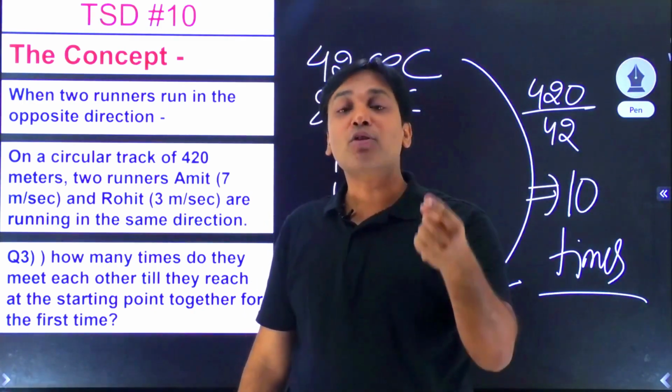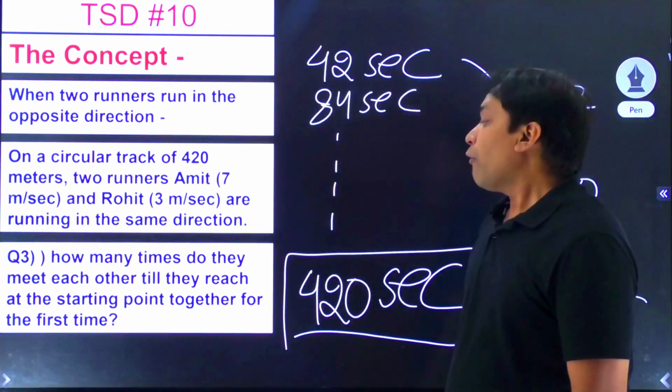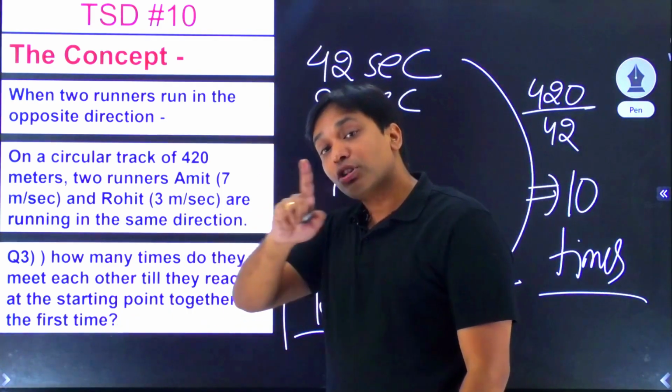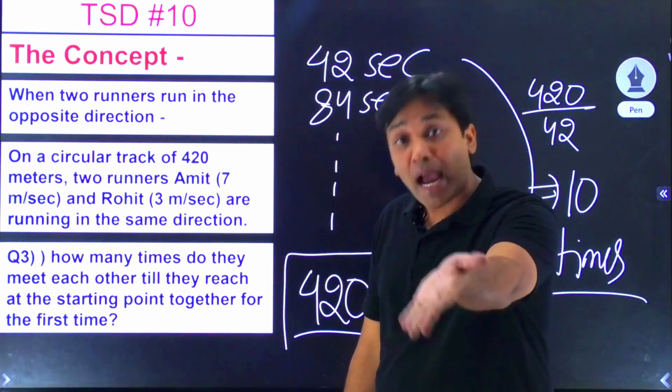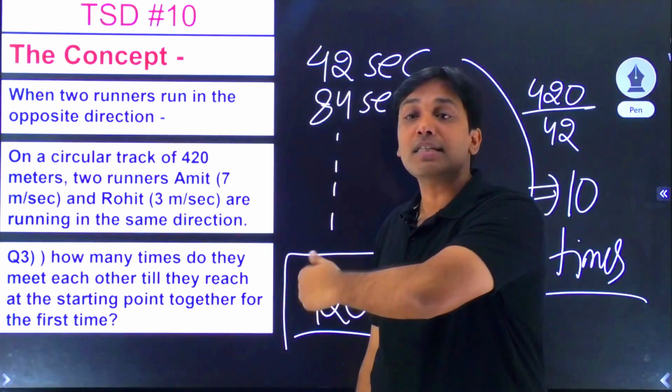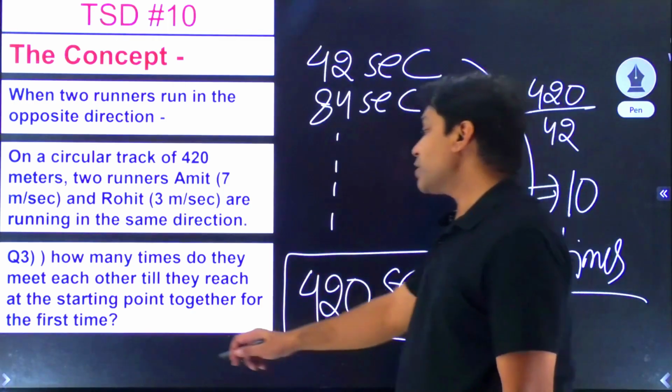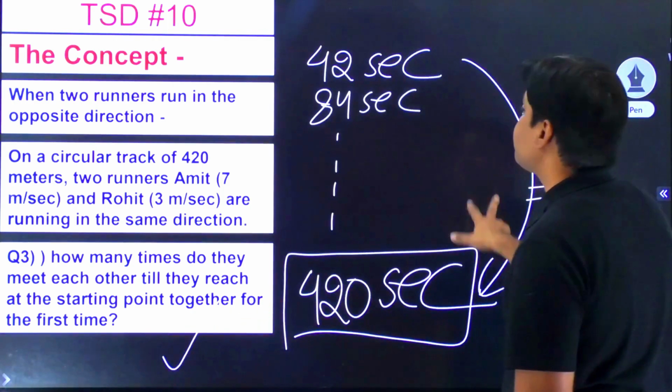So by the time they are going to be meeting each other for the very first time at the initial position, वो 10वीं मीटिंग होगी उनकी, because they are meeting after every 42 seconds. Now you have understood why they are meeting after every 42 seconds, isn't it? So the answer of this problem is going to be 10 times.